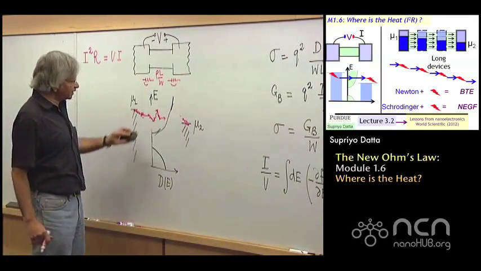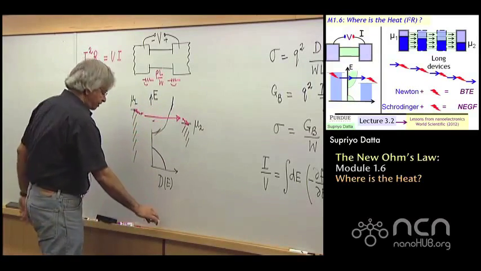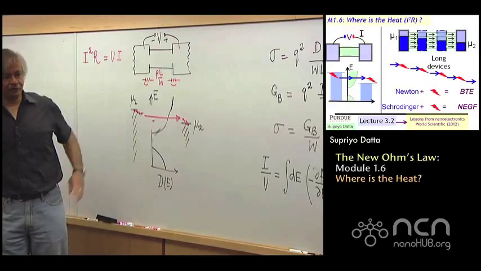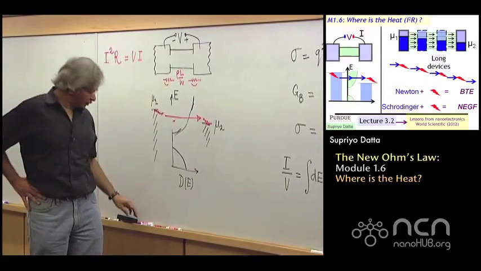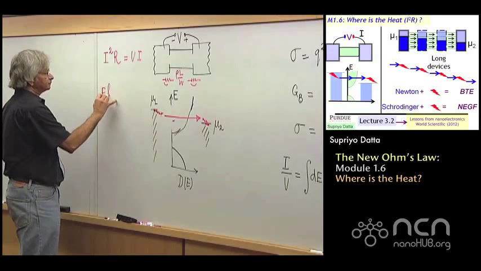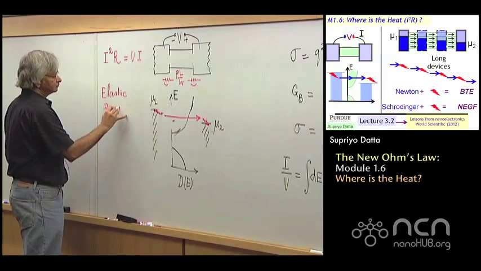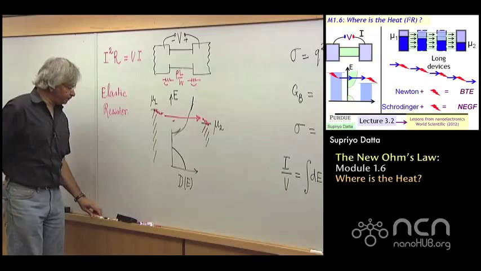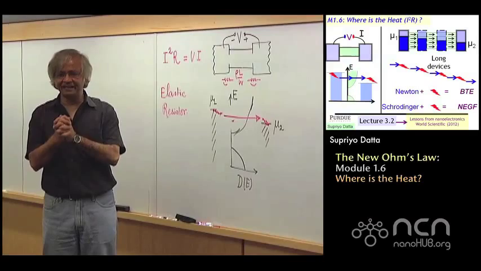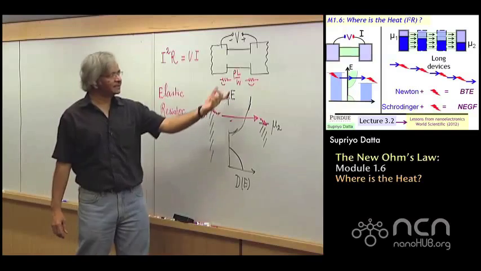So this picture that I used here is one where the electron does not lose energy getting from left to right. That's what we have called, in the notes that you can look up, the elastic resistor. Because in physics, a collision is usually said to be elastic if no heat is dissipated. So here we are saying it is the basic resistor.